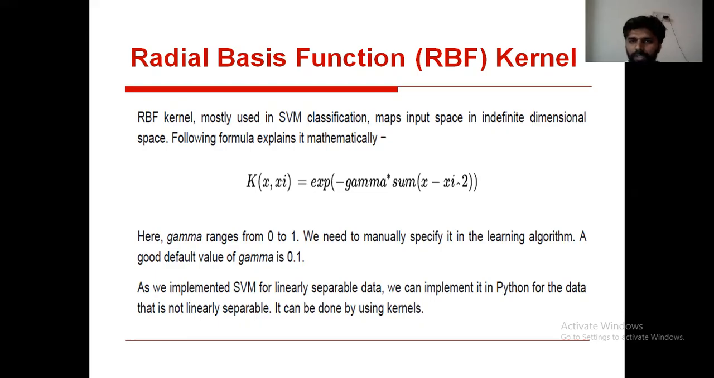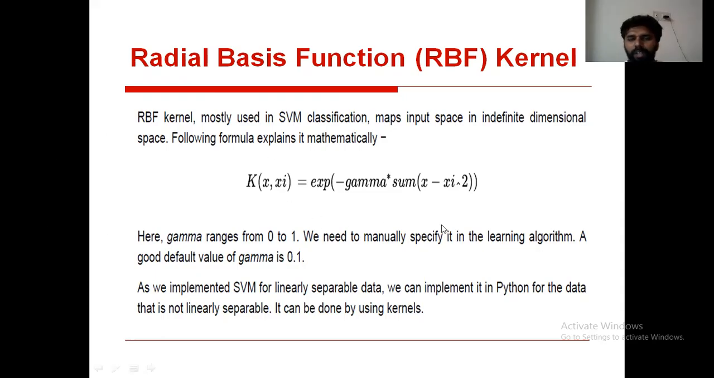Now, that 0.1 is multiplied with, we already know the linear kernel equation, that is a sum of x into xi. Here, instead of multiplication or dot product, we are using a negative sign. Means we are subtracting x and xi, degree of 2.